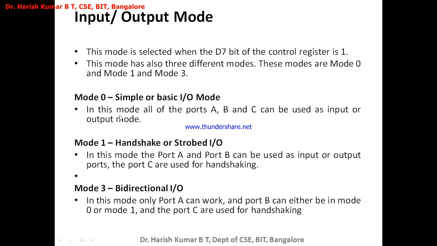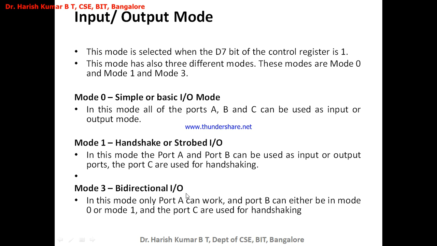Now here in simple IO mode, all three ports can be made to operate in simple input output mode. That means you can make port A as input or output, port B as input or output, and port C again as input or output. But in handshake mode, only port A and port B can operate in the handshake input output mode, and port C is used for handshaking. What is this handshaking? That means before any data is transferred in and out of the port, there is handshaking, that is exchanging the signal, and then agreeing for data exchange, and then going for exchanging the actual data.